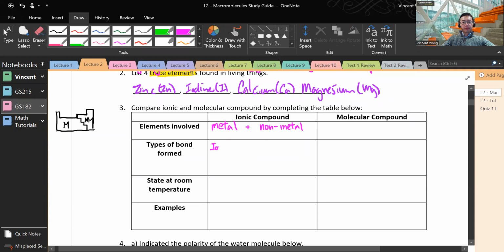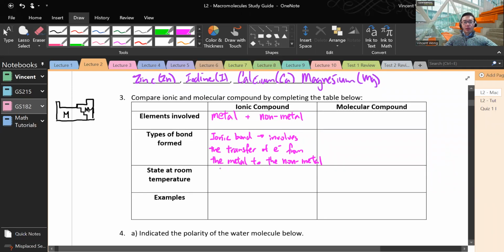Ionic bond, which involves the transfer of electrons from the metal to the non-metal. Okay, so you might learn in chemistry class that metals don't like to hang on to their electrons, whereas non-metals want more. So this is a perfect match. You will take the electrons from the metal, transfer them to the non-metal, and in the process, you will form an ionic bond.